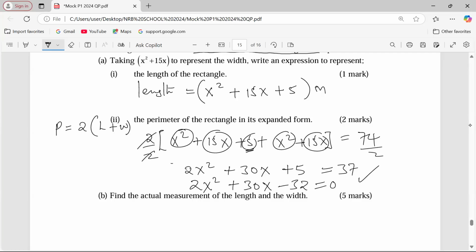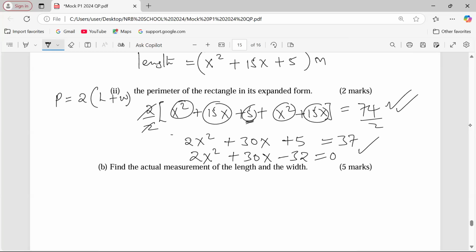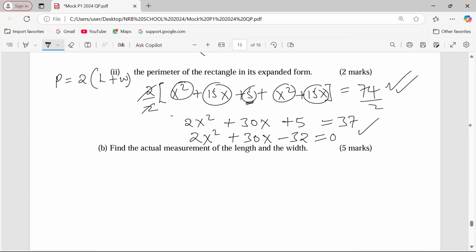We don't even have to simplify a lot. Even at this point, it had already been expressed. But the equation can still be simplified further. When you simplify further, you should be talking about x squared plus 15x minus 16 when you divide through by 2, equals to 0.